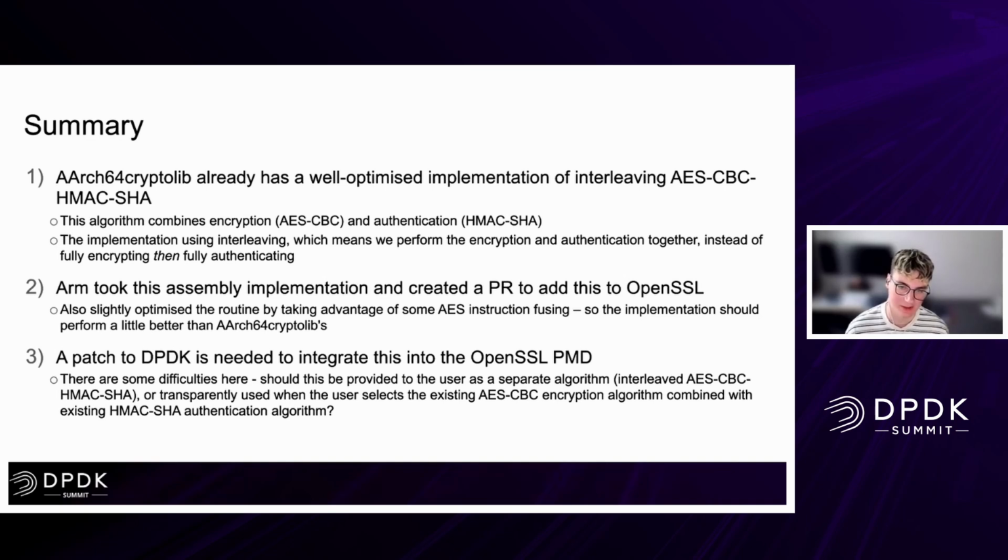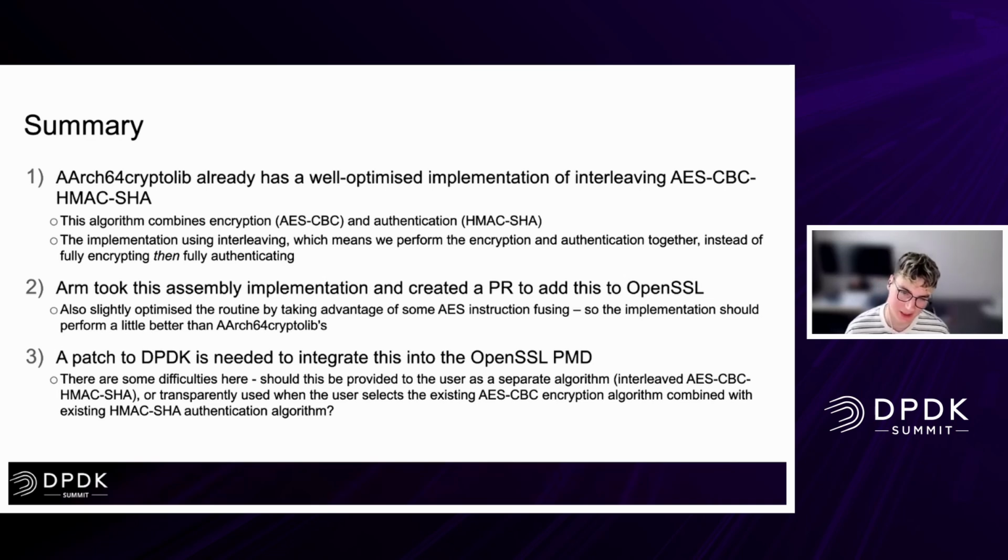I took this assembly implementation from AArch64 cryptolib and created a PR against OpenSSL. The assembly implementation is essentially ported to OpenSSL, but there are a few small changes, which had to do with rearranging some of the instructions to take advantage of some instruction fusing on Arm CPUs. So it should perform a little bit better actually than the previous one. But a patch to DPDK's OpenSSL PMD is needed to actually integrate this new algorithm support.